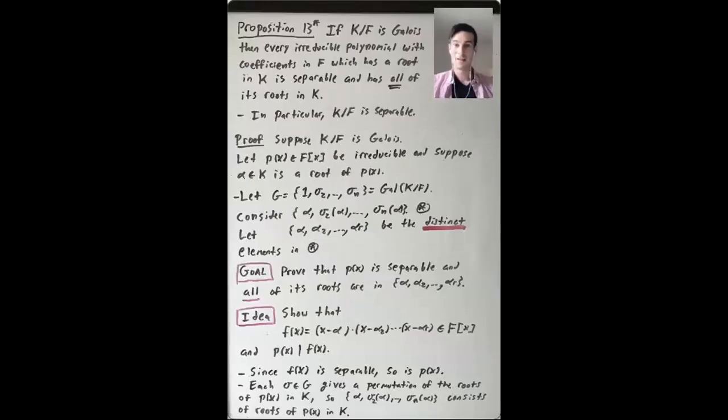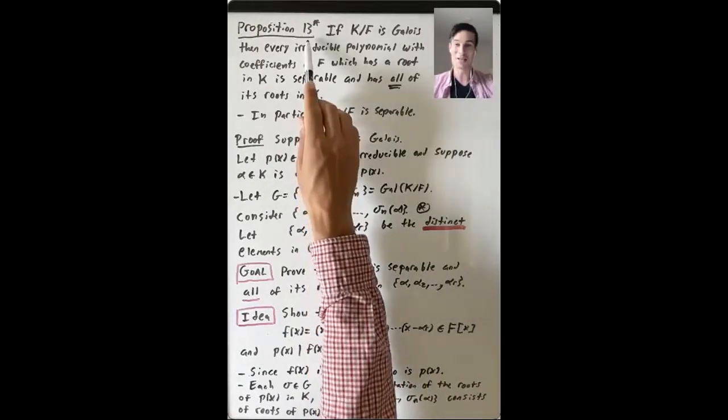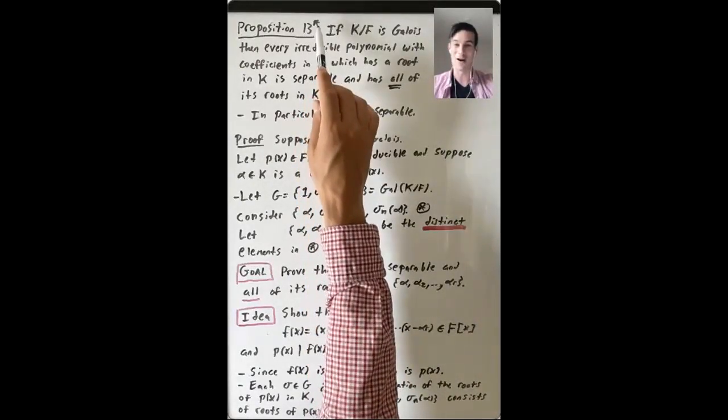If I could. The next big result that we're moving towards in this lecture is Theorem 13 in section 14.2 of Dummit and Foote, which is going to give us another way to understand when a finite extension K over F is a Galois extension. But I want to present this in a slightly different way, where I'm going to pull out one of the parts of Theorem 13 and prove it separately. So I'm calling this Proposition 13 star.